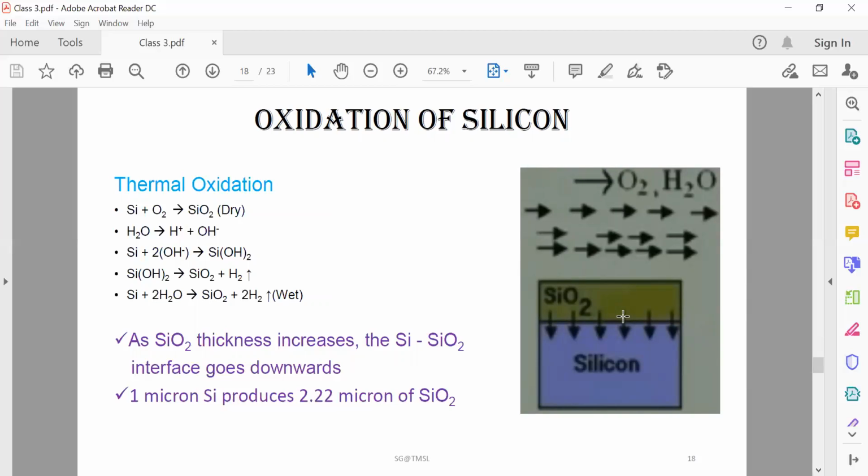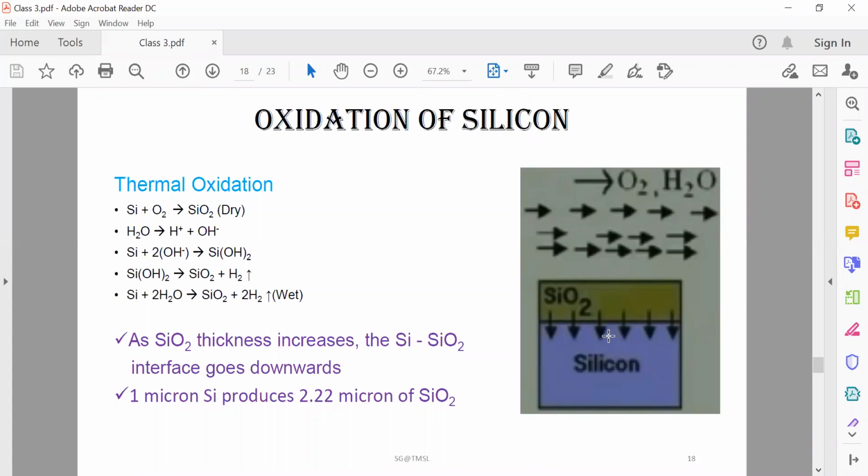So when silicon dioxide is formed, the top layer is silicon dioxide, and then the oxidation species will not come in direct contact with the silicon. Those species have to diffuse through the silicon dioxide and come to the interface. The reaction will take place, and then the silicon dioxide will grow. As the thickness grows, the interface goes down and the thickness goes upward. The Si-SiO2 interface goes down. This is an important parameter and an important factor.